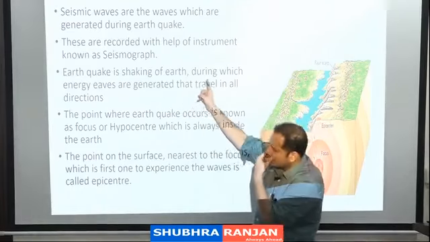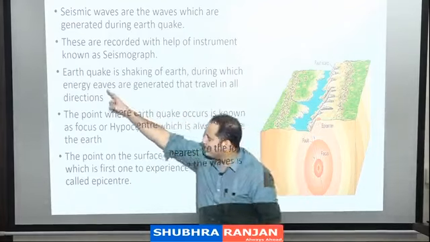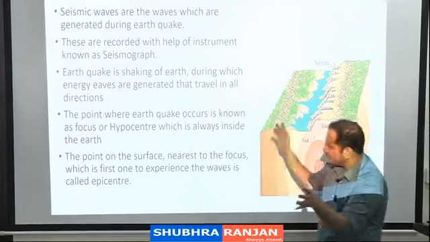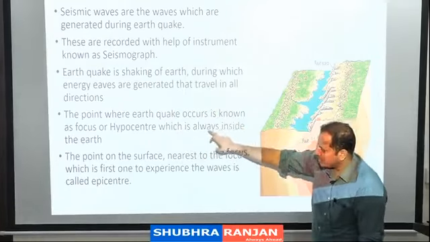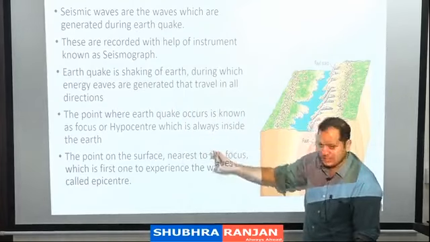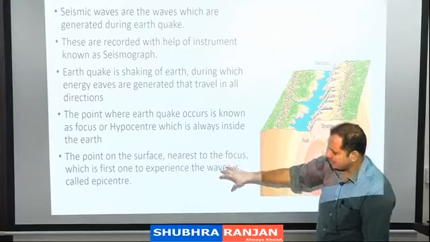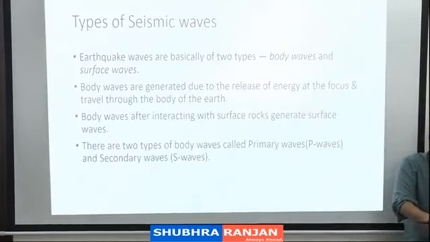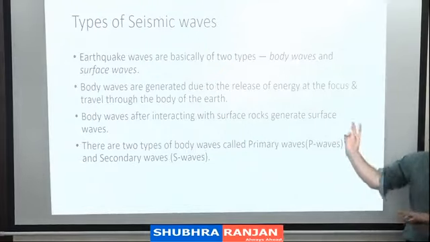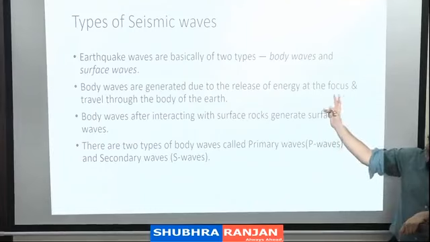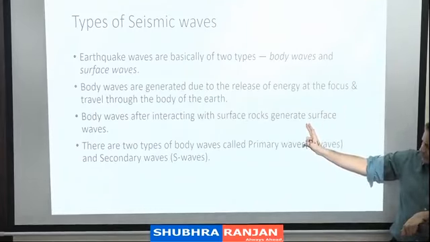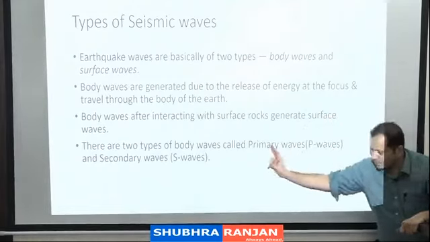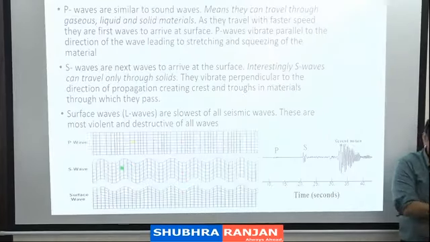Earthquake is the shaking of the earth during which energy waves are generated that travel in all the directions. The point where earthquake occurs is known as a focus or hypocenter, which is always inside the earth. The point on the surface nearest to the focus is called an epicenter. So types of seismic waves: body waves and surface waves. Body waves travel through the body. Body waves, after interacting with the surface rocks, generate the surface waves. Two types of body waves: primary waves and secondary waves.